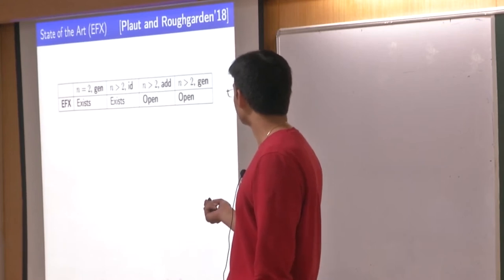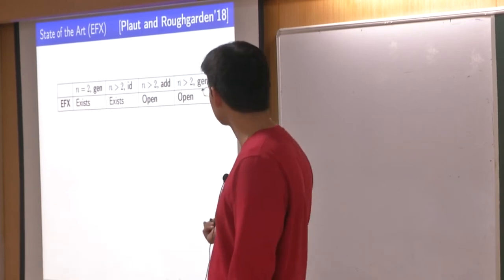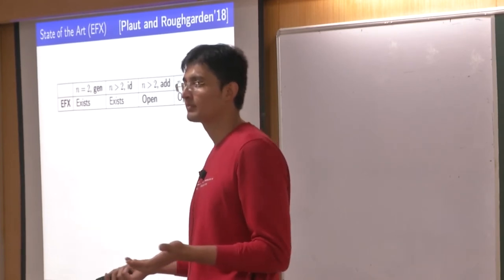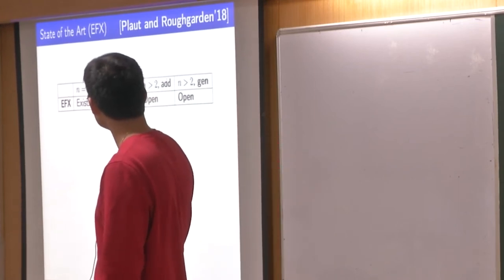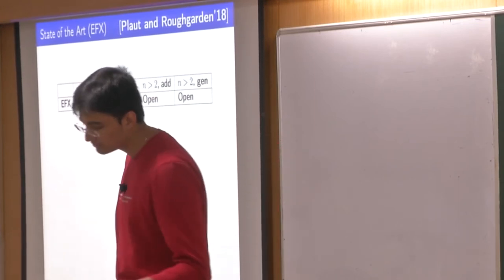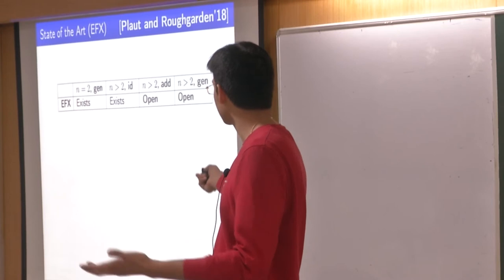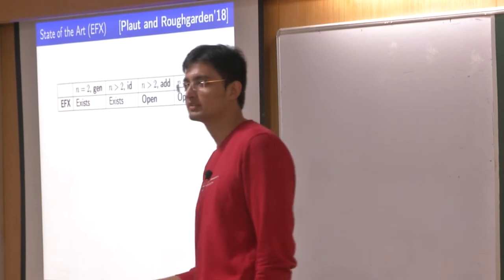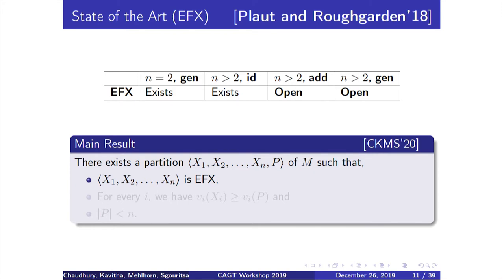But the moment you go to the case of three agents and above, even for the simplest class of valuations, namely the additive valuations, we do not know anything. Even for general, we do not know. So what I mean is that for a very simple class of valuations, for n equals three agents, we don't have a proof that EFX exists. For n equals three and above, for arbitrary valuations, we cannot disprove that EFX doesn't exist. EFX exists, sorry.